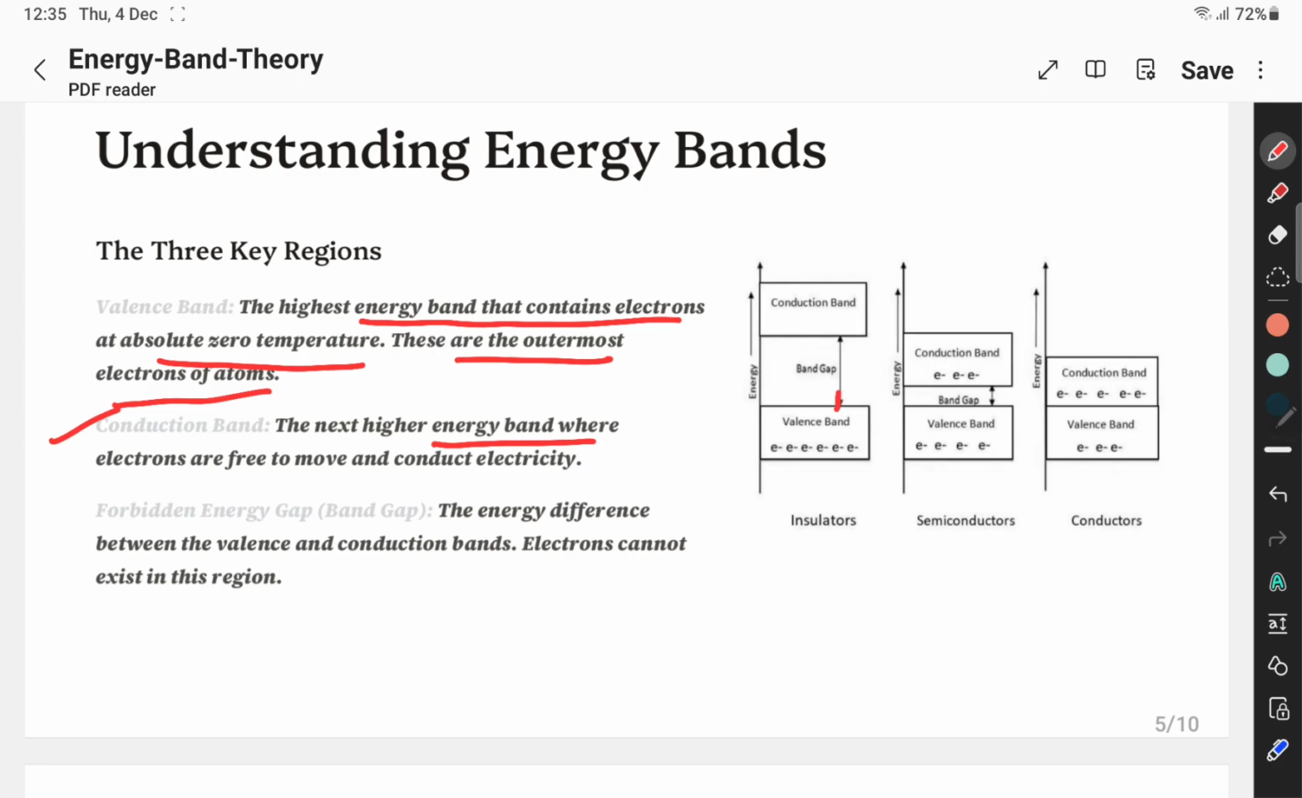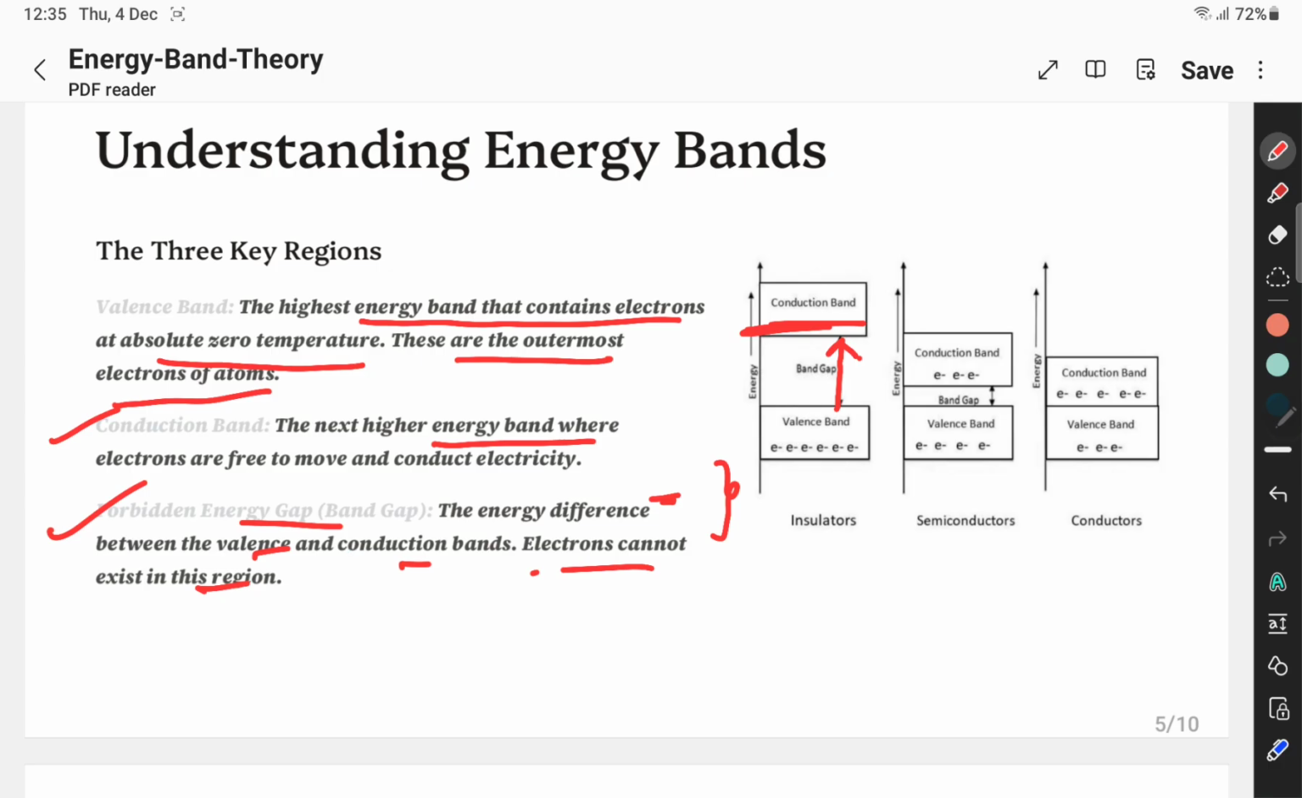The electrons then can jump from valence band to conduction band, and such electrons are called free electrons. They are free to move now, and when they are free to move, that means they are conducting electricity. And next comes the forbidden energy gap, the energy difference between the valence band and conduction band. That difference or gap is called the forbidden energy gap. So we can say that electrons will not exist in this region.